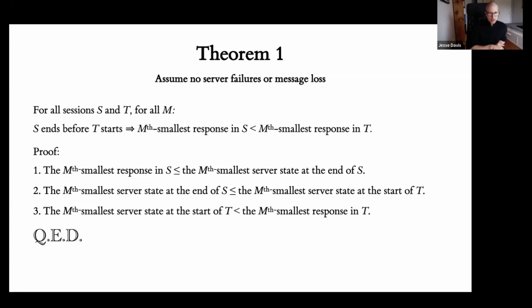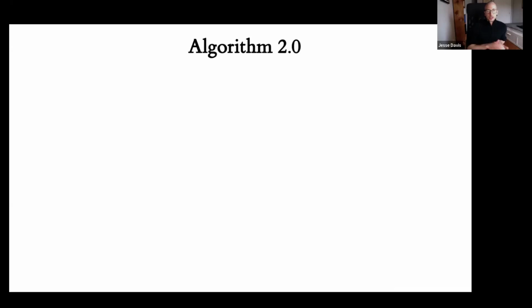The appendix of the paper has more detail about this proof. The reasoning is kind of like quorum overlap properties in Paxos and Raft, but it doesn't seem to actually require that M is a majority of N. The claim is that this works for any size of N. So that's theorem 1, assuming no server failures or message loss. And now we can go on to the second and final version of this algorithm, which deals with failures.